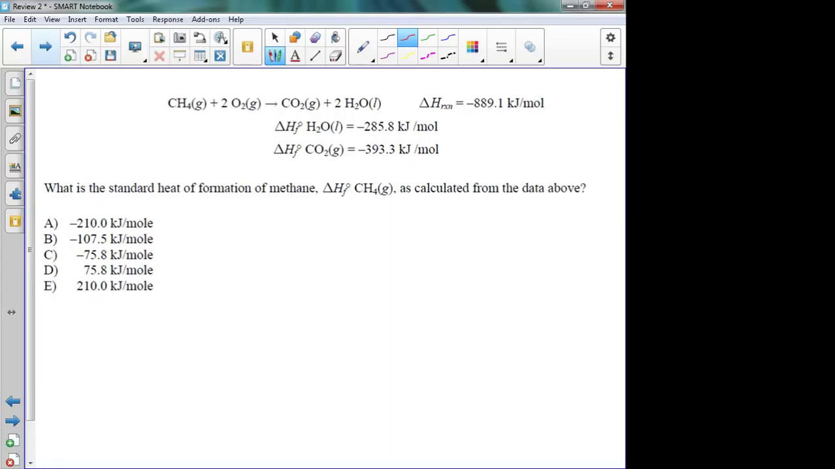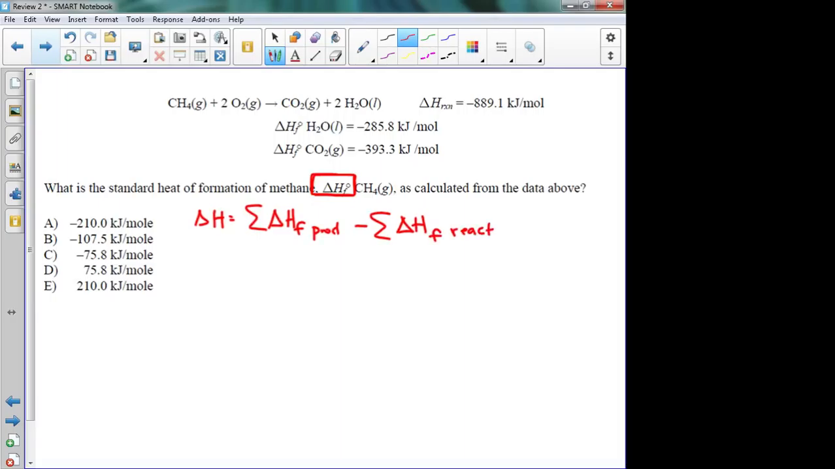All right. We'll do this multiple choice question and we'll call it a day here. We'll do the free response tomorrow. What is the standard heat of formation of methane, CH4, as calculated from the data above? They asked me for the delta H of formation. What forms, products or reactants? Products. So that means delta H is going to be equal to the sum of delta H of formation of the products minus the sum of delta H of formation of the reactants.